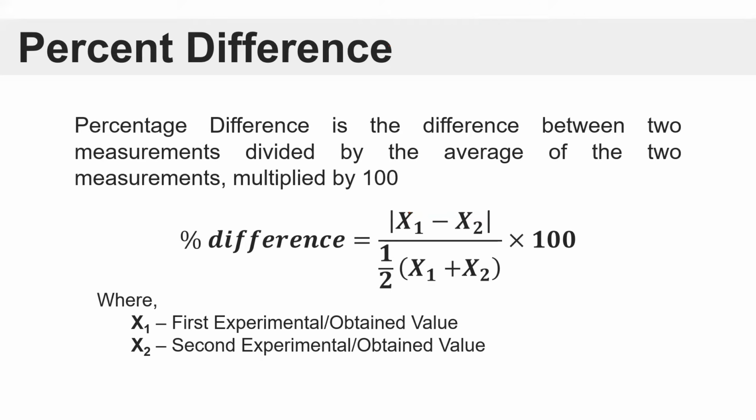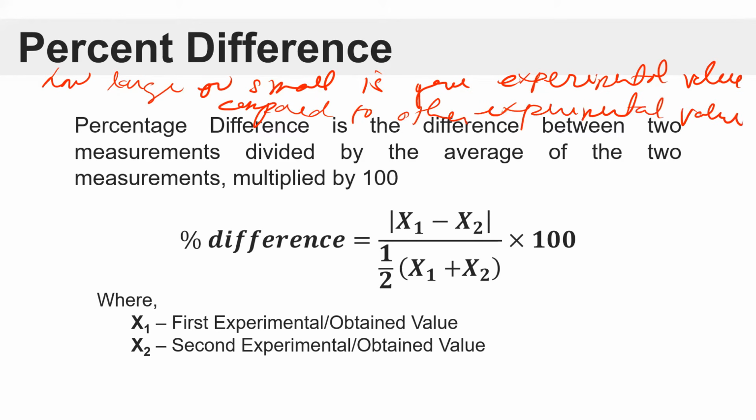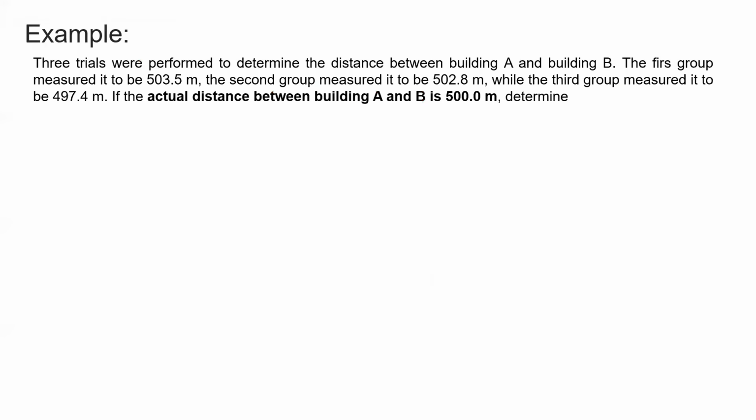So again, when we say percent difference, it tells you how large or small your experimental value is compared to other experimental values. That is for the percent difference. So let us have an example.